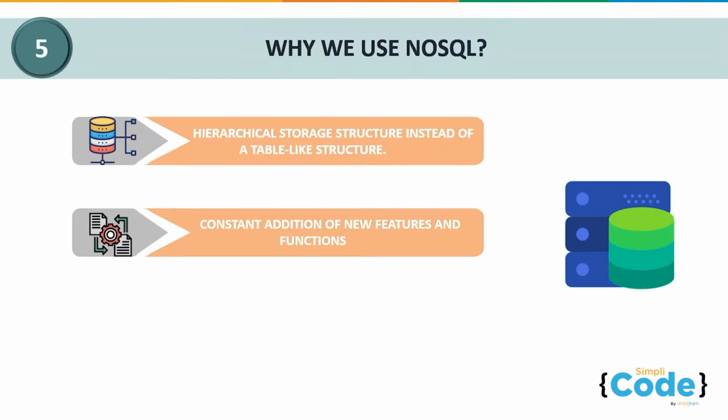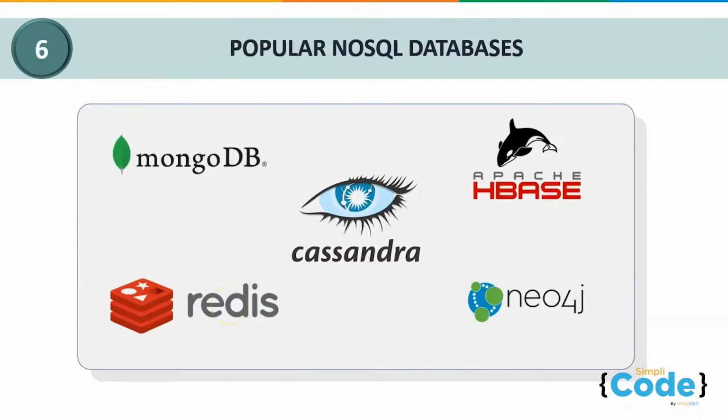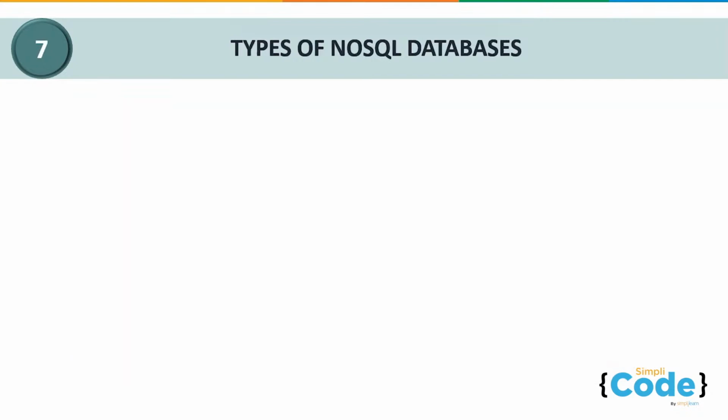Now, NoSQL is the best database to use for large amounts of data or for ever-changing data sets. It is also best used when you need a flexible data model or have needs that don't fit into a relational model. And finally, if there is no relationship between the stored data, or you feel it is not important, then you can use NoSQL as well. Let us now look at some popular NoSQL databases. Some popular NoSQL databases are MongoDB, Apache HBase, Cassandra, Redis, Neo4j, and so on.